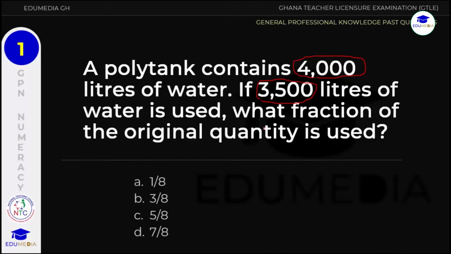So what we're going to do here is take the water that is used, that is 3,500, divide that by the full capacity of the water. And when you do that, you have these zeros taken out. The common number that's going to go through this is 5. 5 into 35 is 7. 5 into 40 is 8. So your correct answer is 7 out of 8. The correct answer is D, 7 out of 8.